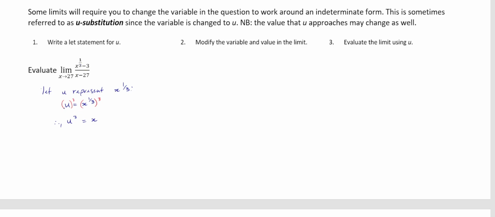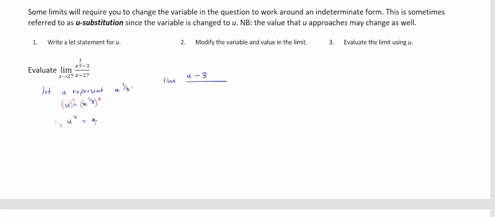X to the power of 1/3 is just u, and x is u cubed. So I'm going to write over here, and I'm going to be careful. I'm not going to write the bottom portion of this limit yet because I want to show you what's going to happen there. Instead of x to the power of 1/3, that's just u. So u minus 3, all over, and in the denominator here, I have x minus 27.